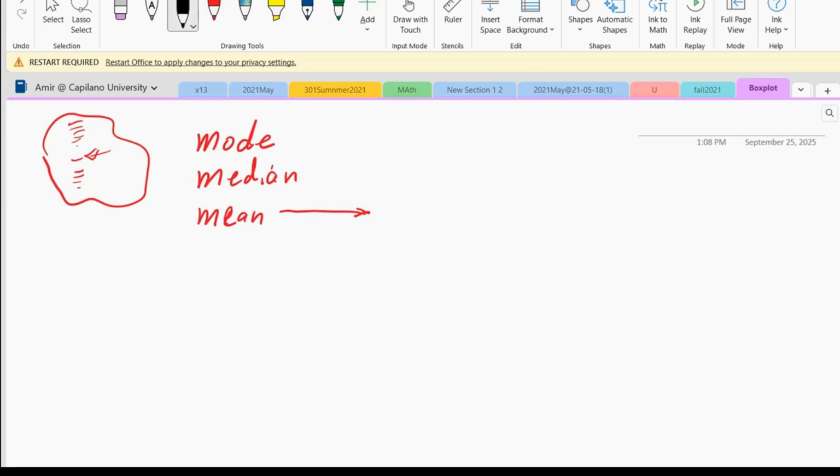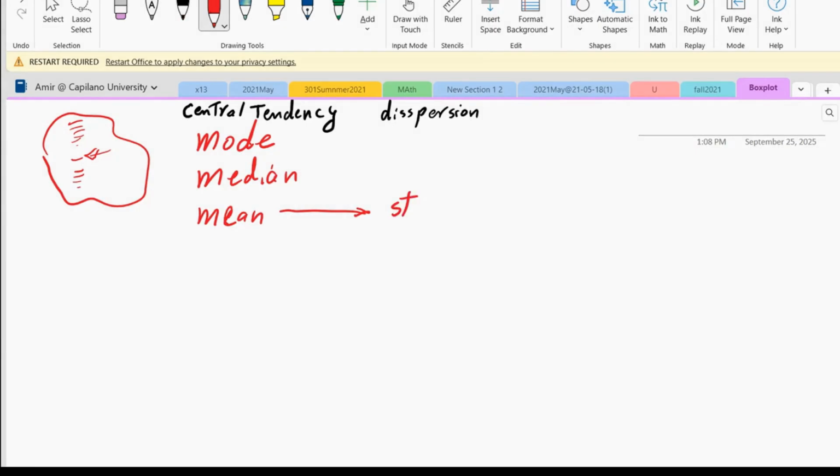So this is a measure of central tendency. Let me write it here. These are central tendency. Basically, they summarize and give us an idea of the numbers that we have, as a measure of central tendency, and as a measure of dispersion around that measure of central tendency. For the mean, we realize that standard deviation is a very successful and good measure of dispersion.